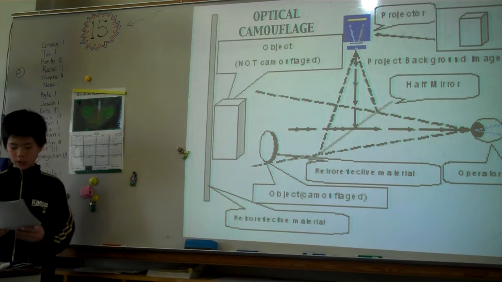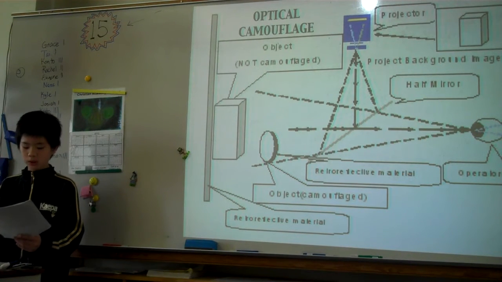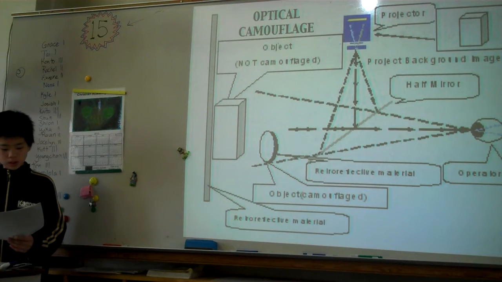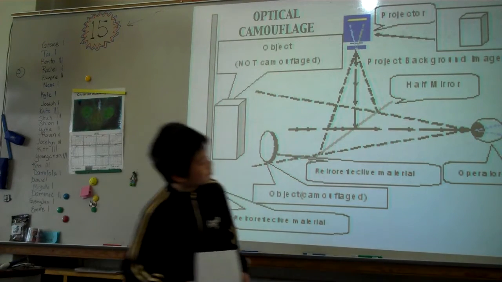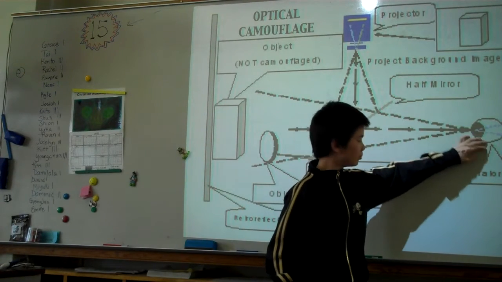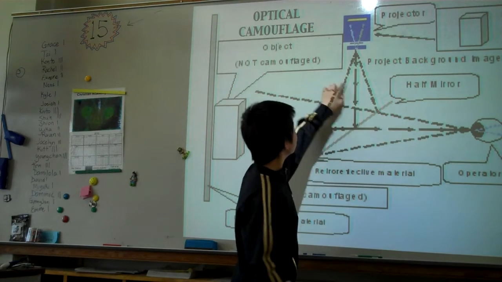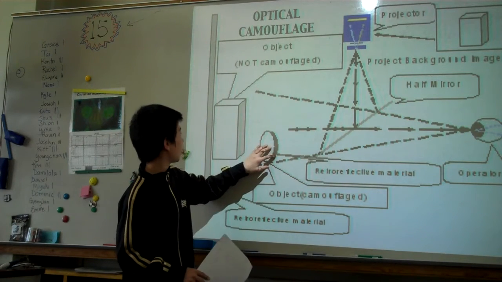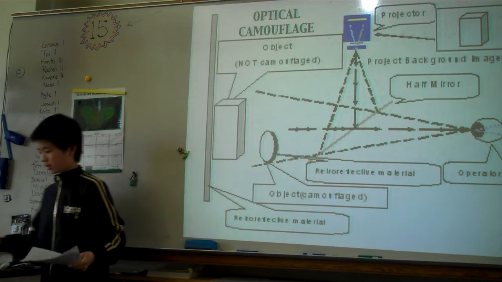Optical camouflage is camouflage that makes the object not look camouflaged. This is a picture of how they make an object look transparent. This is the operator, and this is the projector, and this is a half mirror, and this is the camouflaged object, and this is the object that's not camouflaged.